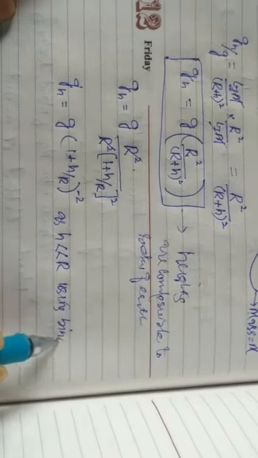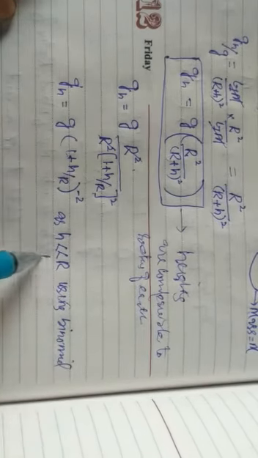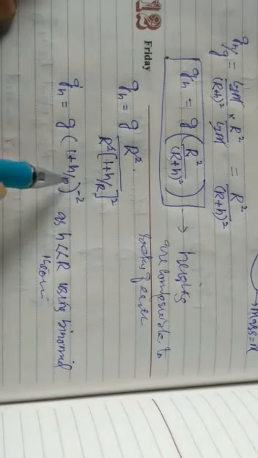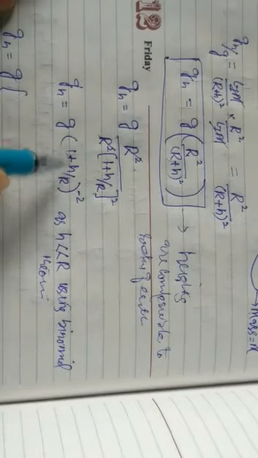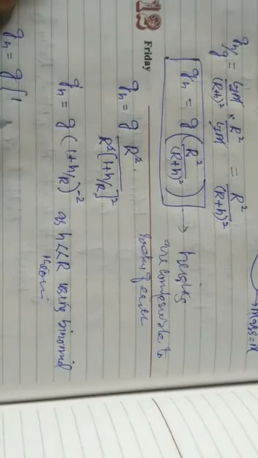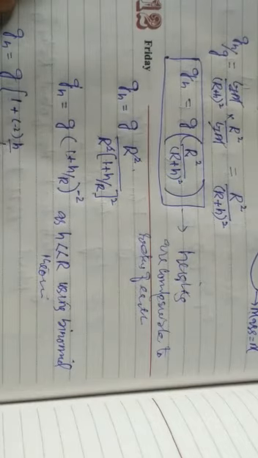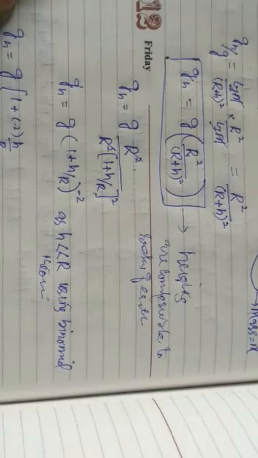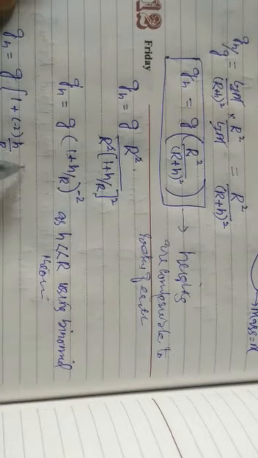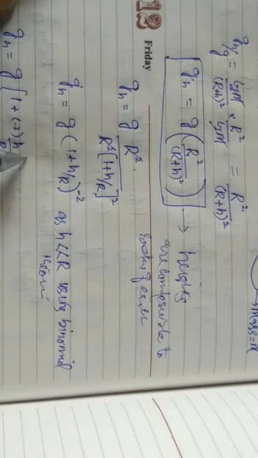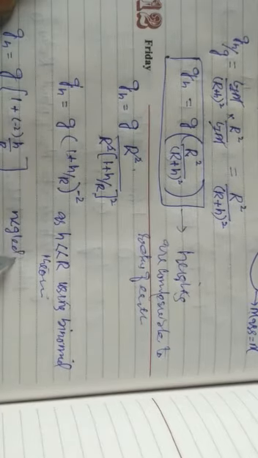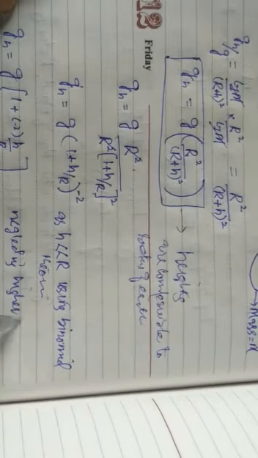Using the binomial theorem, if we expand it, it will become like this: gh equals g of 1 plus n, which is minus 2, times h by R. The higher powers, n into n minus 1 times h by R whole square and so on, we have to neglect, neglecting higher powers.